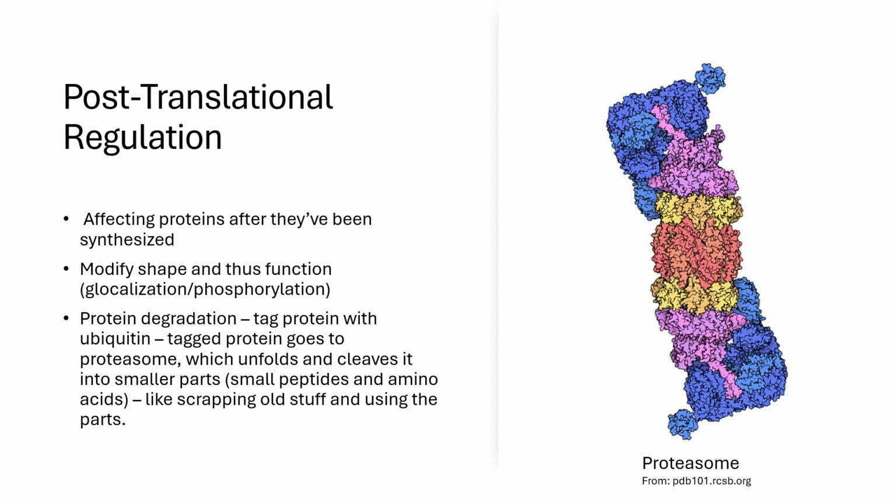Another method that we can use to regulate this is protein degradation. Basically, the protein is tagged with ubiquitin, and that tagged protein goes to a proteasome, which unfolds and cleaves it into smaller parts, both small peptides and just amino acids. And this recycles it for later use, just like scrapping old stuff and using the parts later.